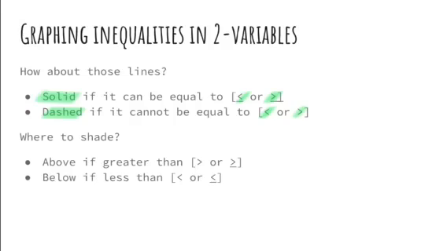And then you need to shade. So you're either going to shade above or below your line. You're going to shade above if it's a greater than or equal to inequality. You're going to shade below if it's a less than or equal to inequality.